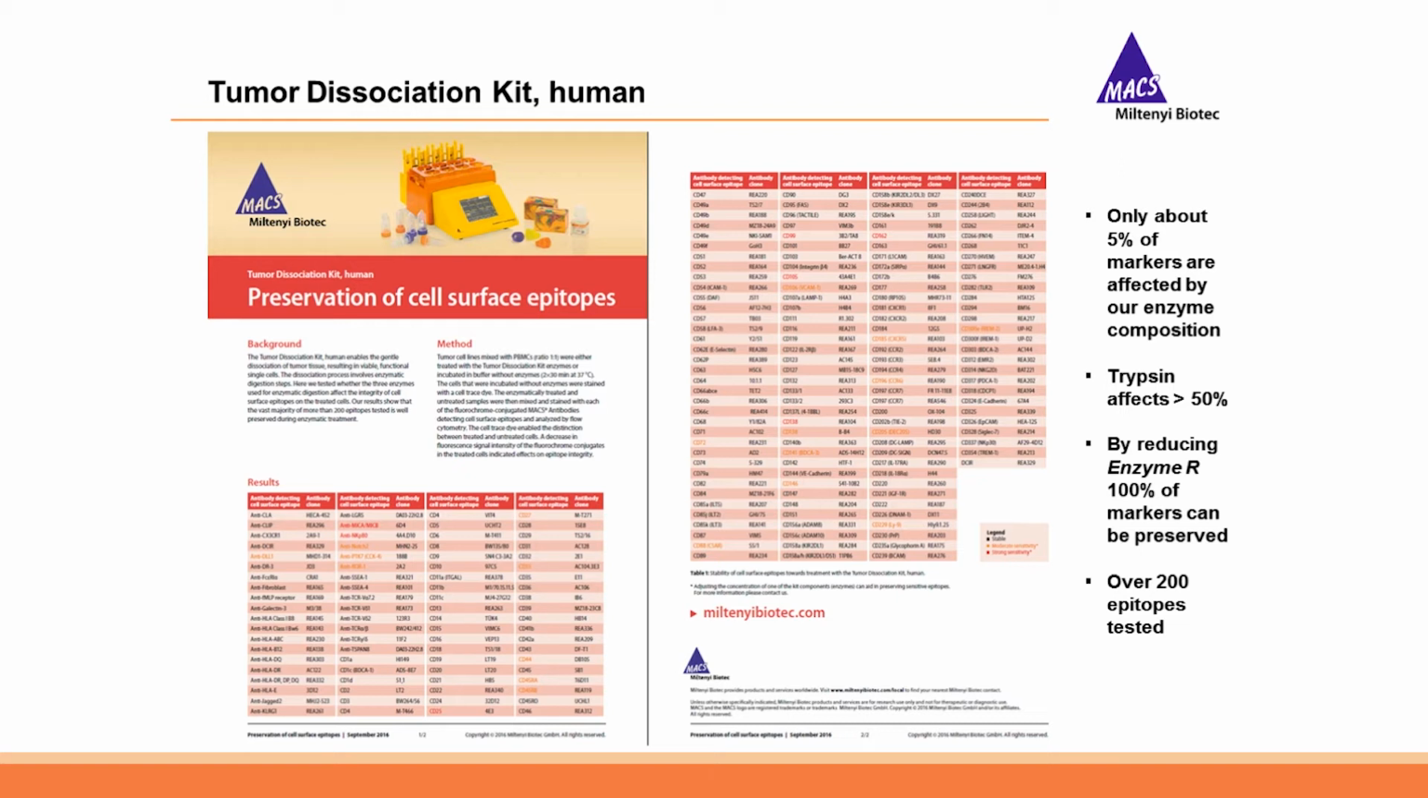And as you see, only about 5% of the markers are actually affected by our enzyme composition. When you compare this to trypsin or other very aggressive enzymes like dispase or papain, usually more than 50% of the epitopes are affected. And because we use this mixture of 3 highly purified enzymes, but they are solely packed, you can see by reducing enzyme R, almost all of these markers can be preserved. And this only you buy in, of course, by a little bit lower yield and viability of the very tightly connected cells like the tumor cells and the endothelial cells, which are closely connected. But if you're analyzing immune markers, that might be the method of choice actually.